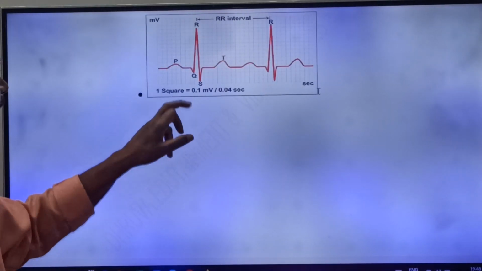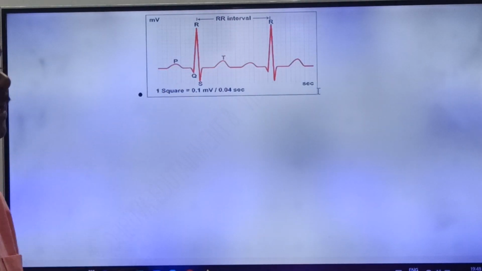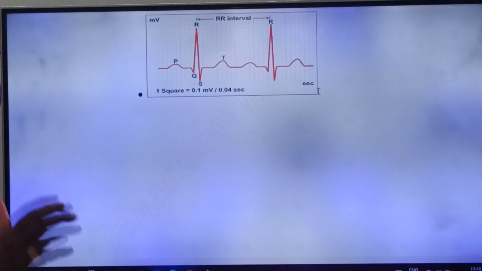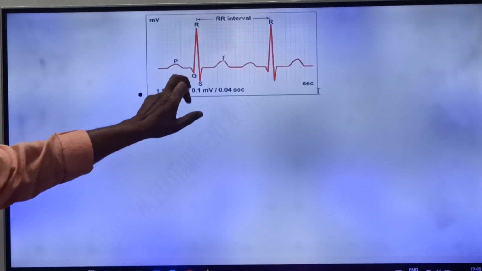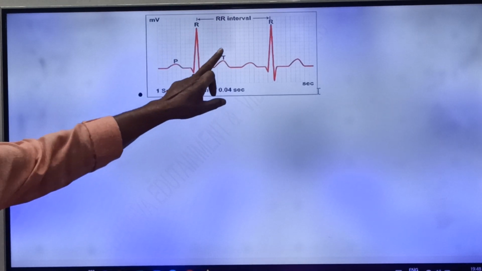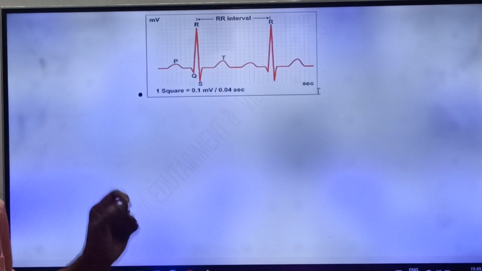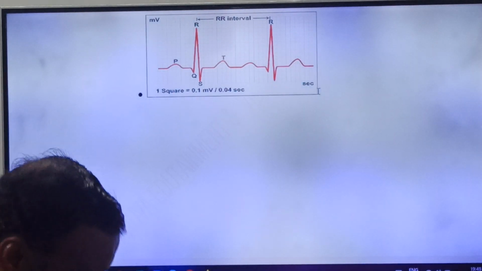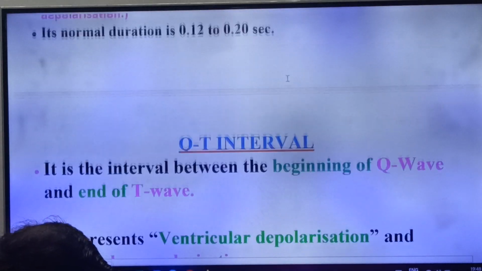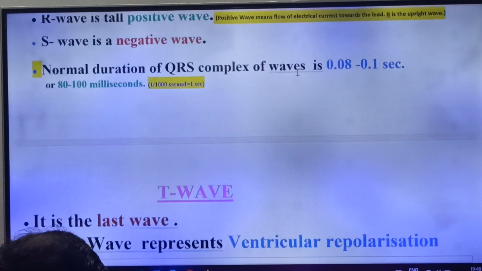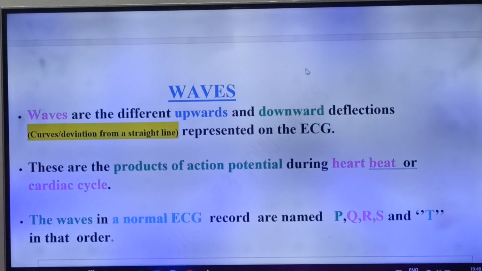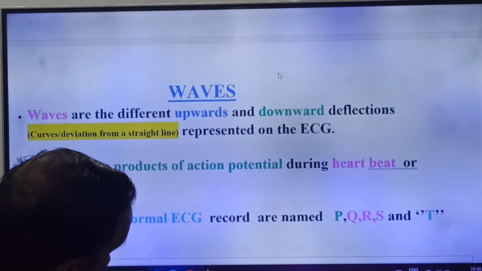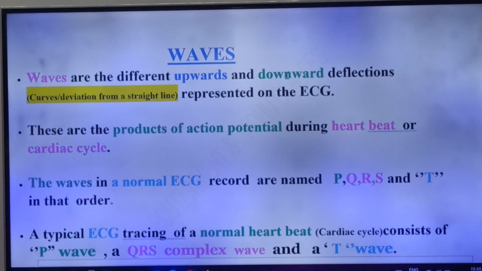So, this P, Q, R, S, T, these are what, friends? Waves. This is the ECG, friends. P wave, Q wave, R wave, S wave, T wave. So, what are waves? Waves are the upward and downward deflections of the ECG. Waves are the different upward and downward deflections represented on the ECG.